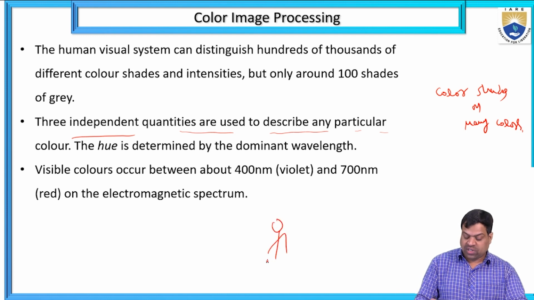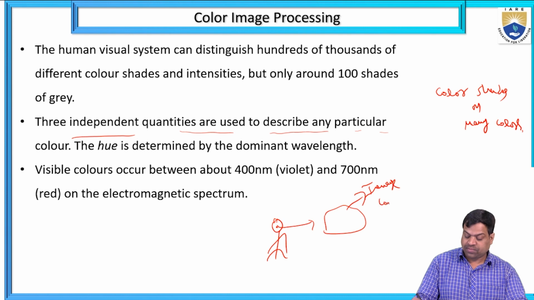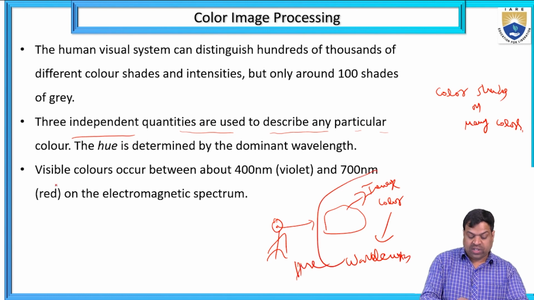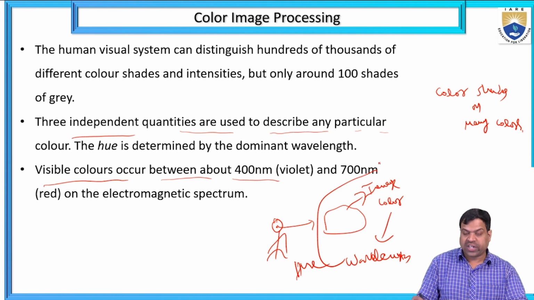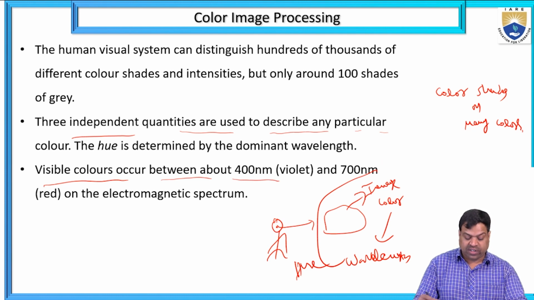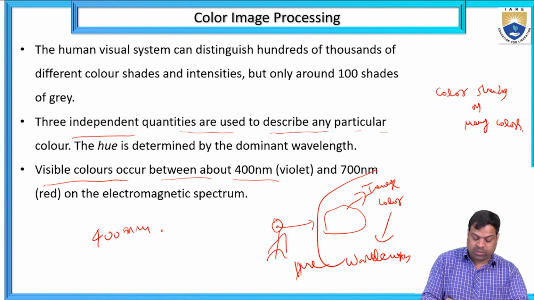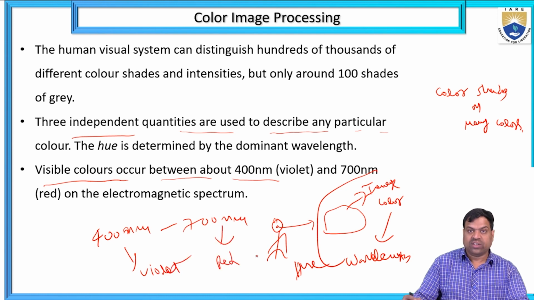So first, human visibility: how much visibility of the image color, that is nothing but a wavelength. This quantity I am calling the hue. The visible colors occur between 400 nanometer violet to 700 nanometer red. So what is the range of the human visible system? 400 nanometer to 700 nanometer. 400 nanometer is nothing but violet, and 700 nanometer is nothing but red.